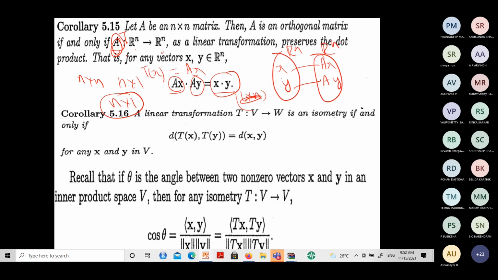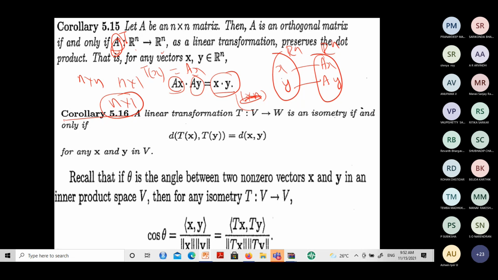T is a linear transformation from R^n to R^n such that any vector x in R^n is taken to again a vector in R^n this way, Ax, because A is n by n and x is n by 1. Check. Okay. So again one more corollary.